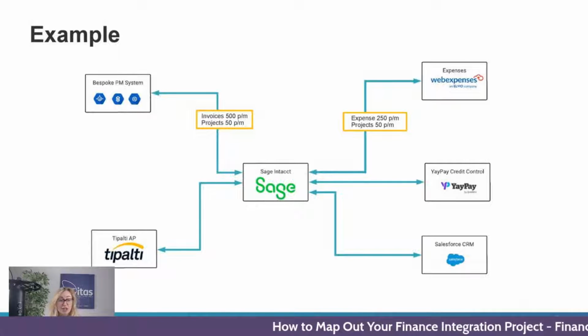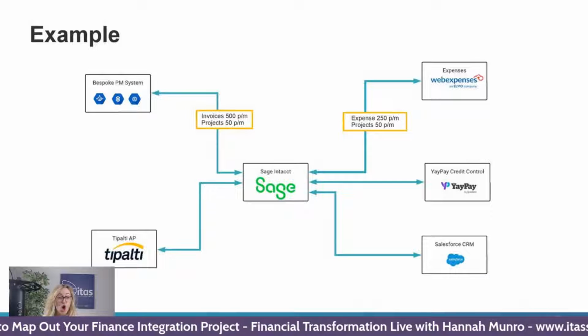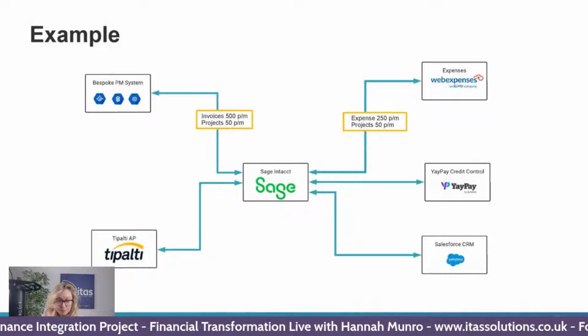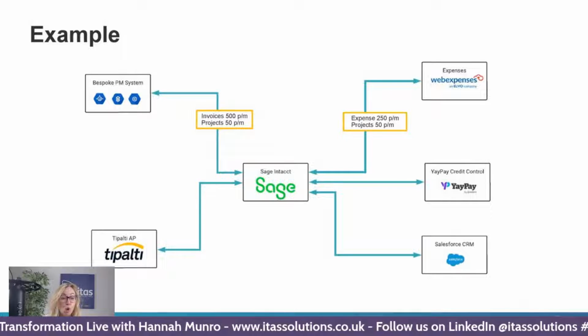So the first thing I do is, okay, right, let's just get all of the systems that we want finance to integrate with, or that we are sharing data with, onto the screen. And let's map out volumes that are going through, what data sets.